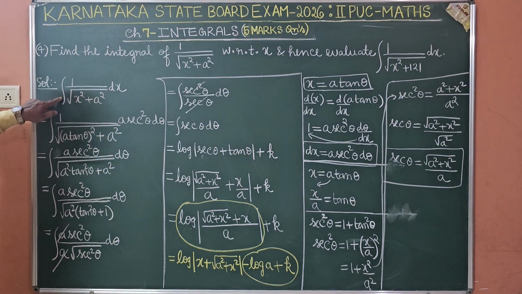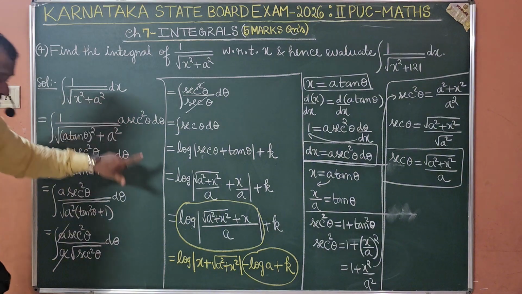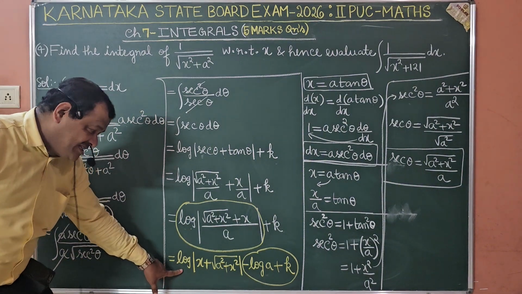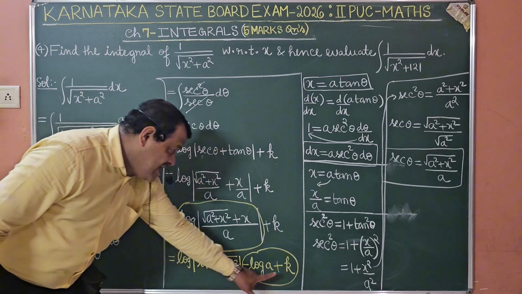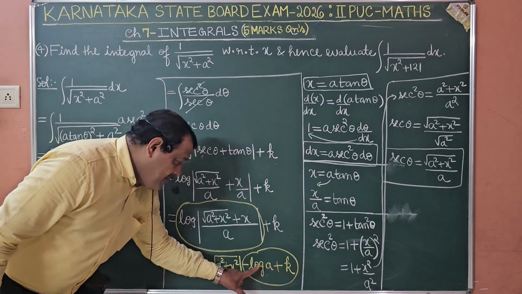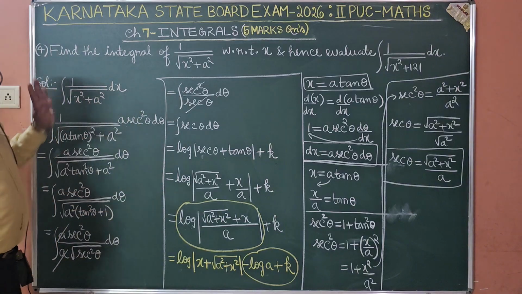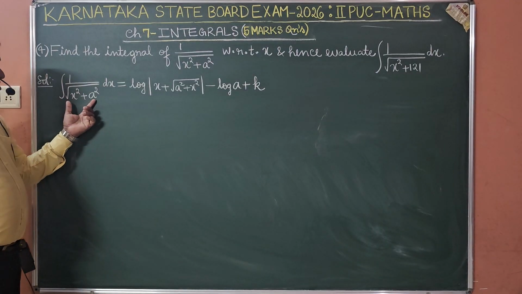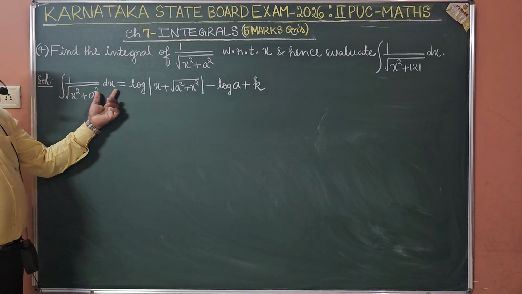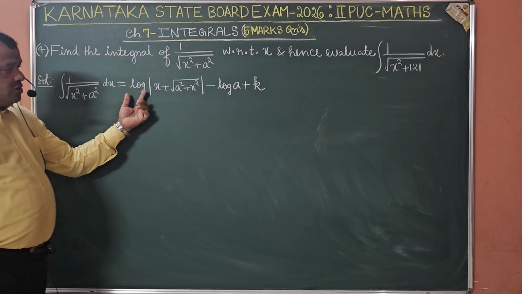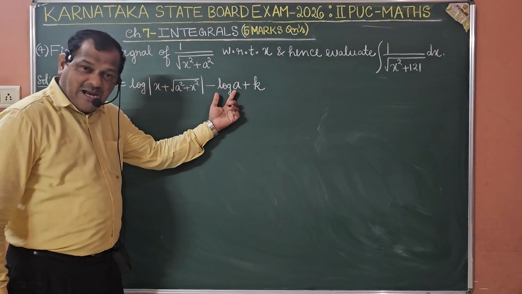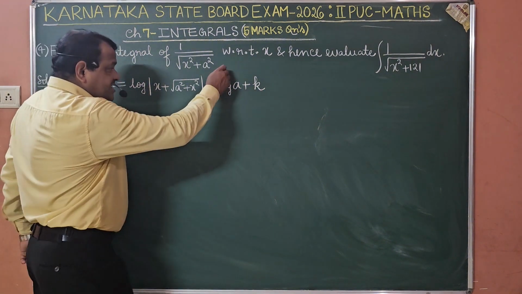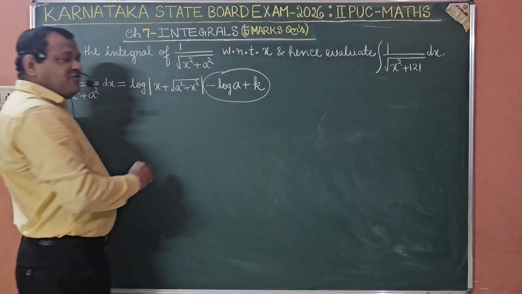Therefore, I will tell you the formula. The left hand side of this formula is integral of 1 by root of x square plus a square dx, which is equal to, right hand side, log of mod of x plus root of a square plus x square, minus log a plus c. So here we got the integration of 1 by square root of x square plus a square dx equal to log of mod of x plus root of a square plus x square minus log a when I applied the second law of logarithms, plus k. This I said is a constant of integration.